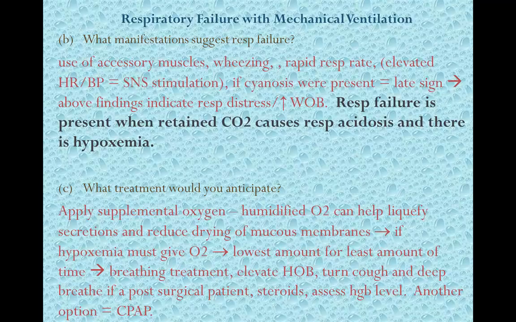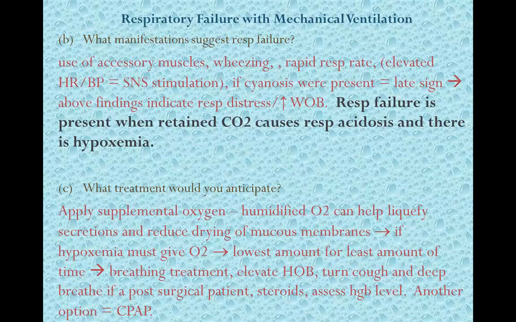The patient may get a breathing treatment. We would obviously elevate the head of the bed. If the scenario had read that the patient had just returned from surgery from an anesthetic, then you would turn, cough, and have them deep breathe. We may give them steroids if we feel like this is an inflammatory, infectious process. We want to ensure that the hemoglobin level is present, but because of these profound abnormalities and that this patient is truly distressed, another option is to give CPAP.